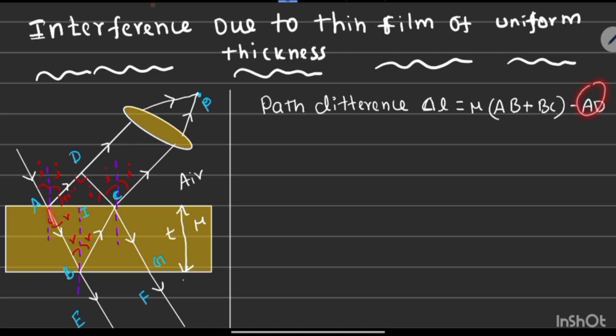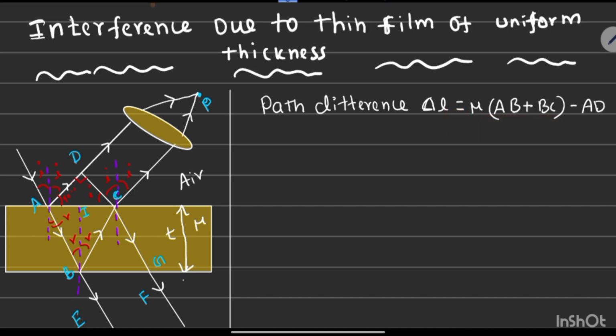Why are AB and BC multiplied with mu? It is due to the change in refractive index. Ray 1 is moving only in the air medium, whereas ray 2 is moving in the thin film medium whose refractive index is mu. We know that when light moves in a denser medium, it is slowed down. To account for that, we multiply this length by mu to calculate the actual path difference.